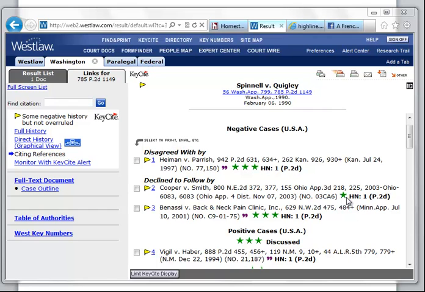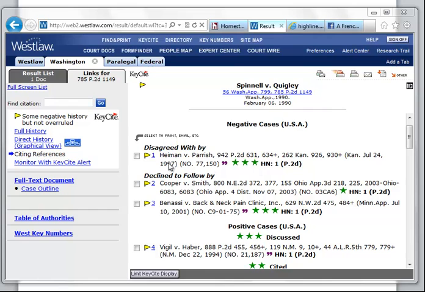I want you to note also in the citation cases, see how it says HN1? That means head note 1. That means that that particular case, the Hyman v. Parrish, took issue with the content of head note 1 in our case. So you can figure out what the issue is that they're disagreeing with by focusing on that head note.